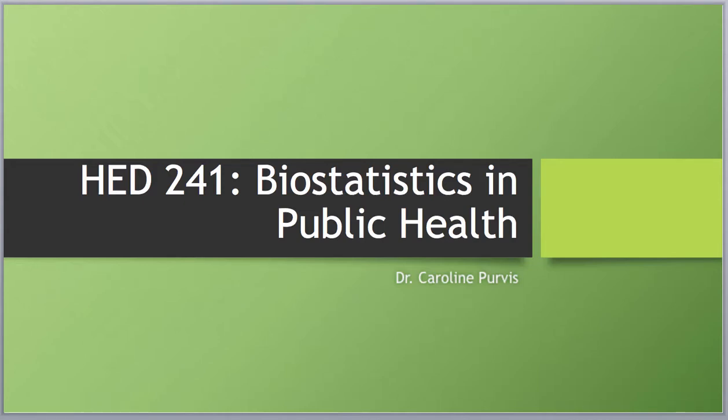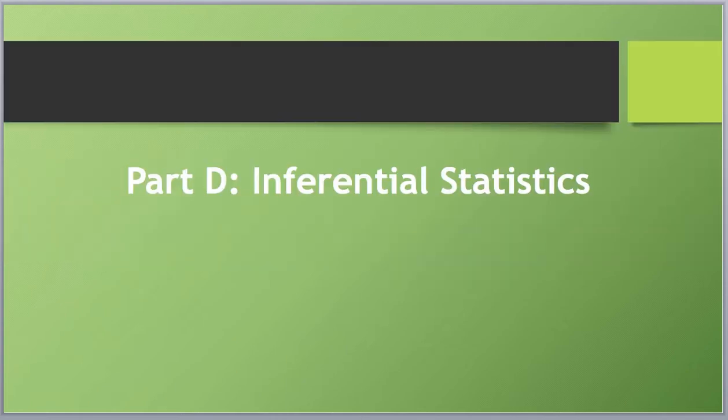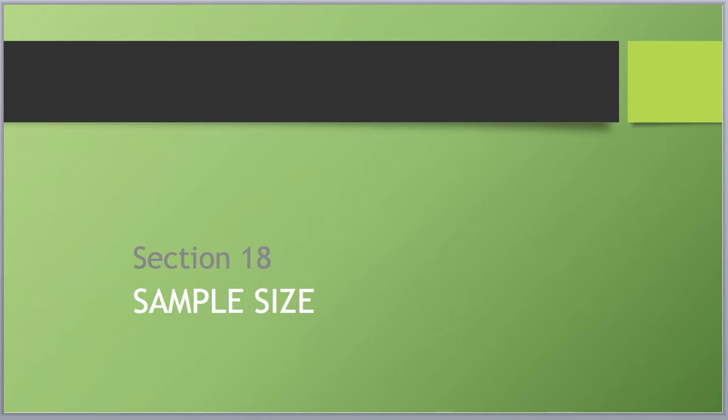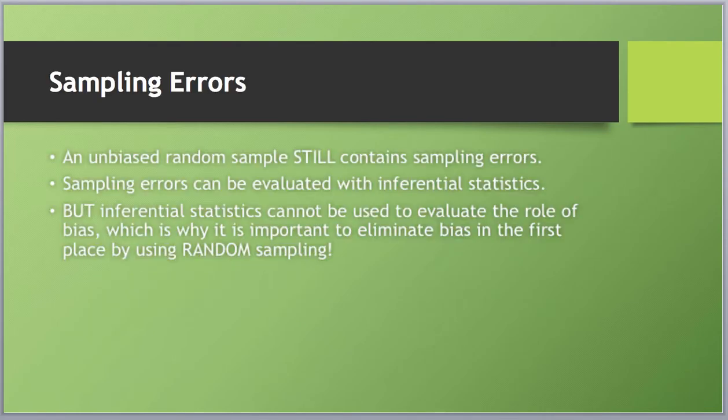All right, everyone, we are back in HED 241, Biostatistics and Public Health. We are on Part D, which is Inferential Statistics, Section 18, Sample Size.